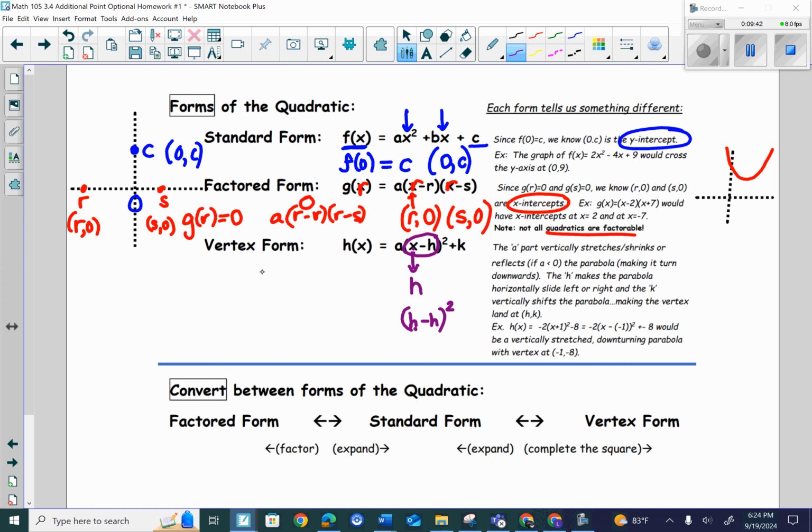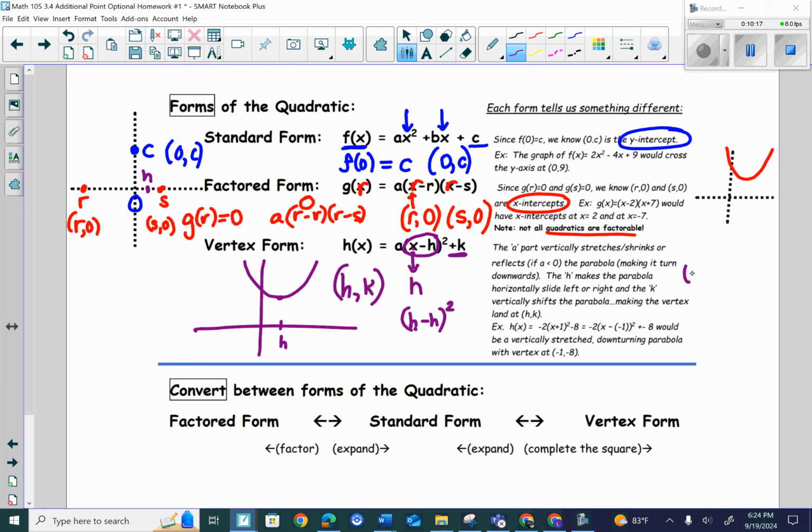So h will be where the vertex occurs. So horizontally, we shift the parabola left or right, and then adding k to all of those outputs moves the parabola up, or down, I guess. So if I move it to the right, h, and then up k. And that's why the vertex is at (h, k).